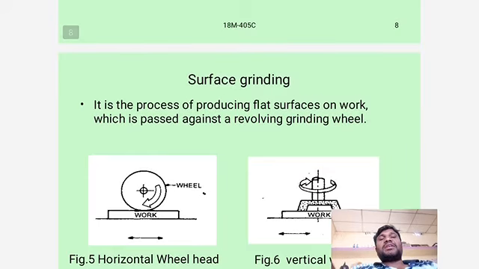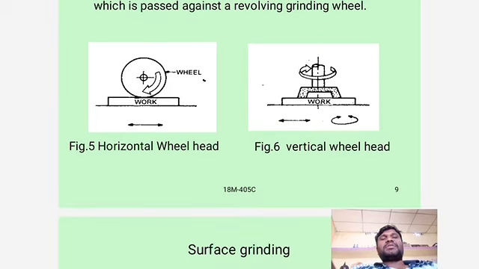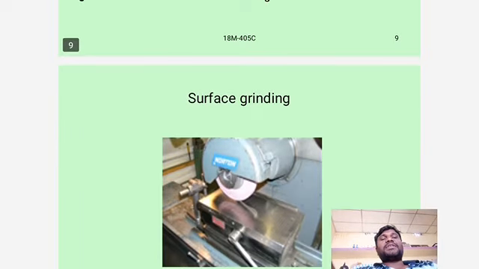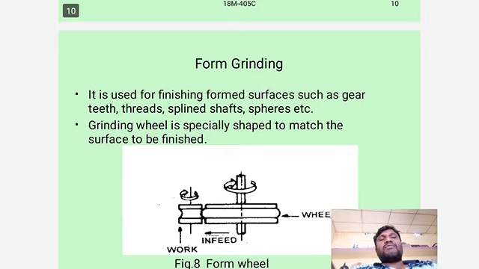Surface grinding is the process of producing flat surfaces on work which is passed against a revolving grinding wheel. See both diagrams: one is the horizontal wheel head and the other is the vertical wheel head. Here is the practical diagram of surface grinding.